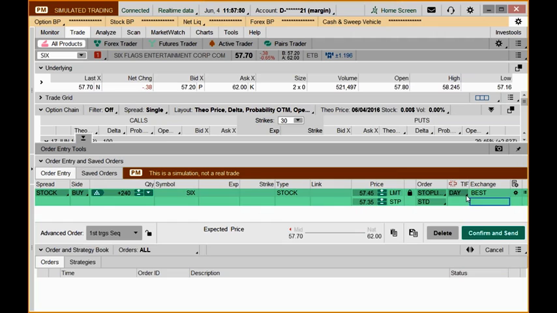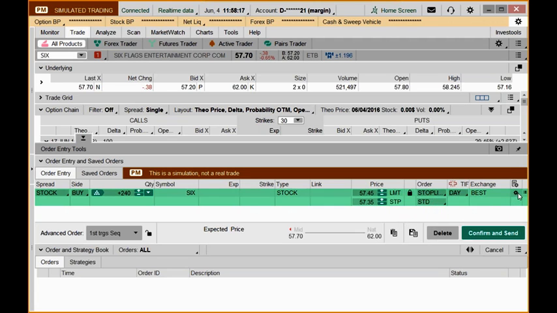Now I can choose here to make this good till cancel, but I've got to remember that I've got the trade on, so that's why it's important to review your orders every day. Or I can make it a day order. Since this is the weekend, this will go in first thing Monday morning. Since I tend to occasionally forget things, I'm just going to make it a day order, and it'll only be good for Monday.